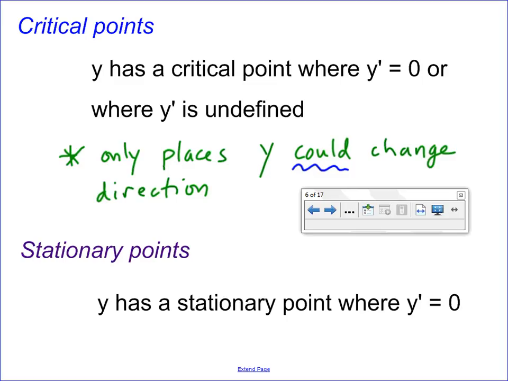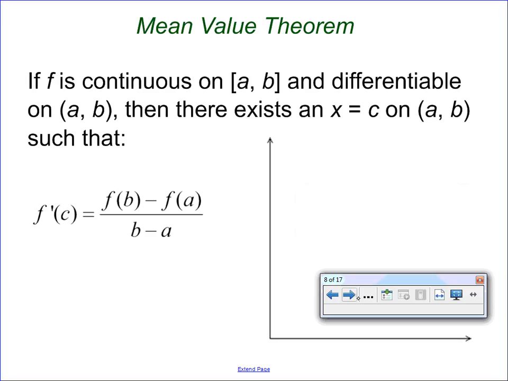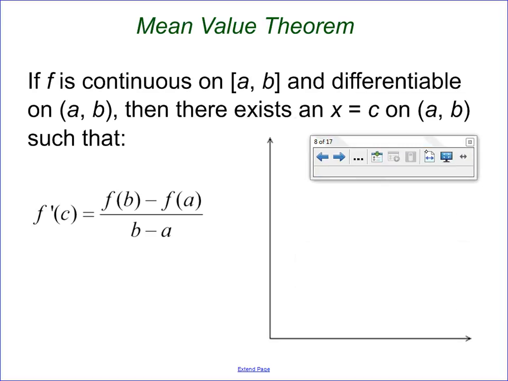In the second case, y prime changes sign. In the first, it doesn't. Doesn't matter. To be a stationary point, we just need y prime to equal 0. In other words, y has a horizontal tangent at a stationary point. Okay. So what does the mean value theorem do for us?